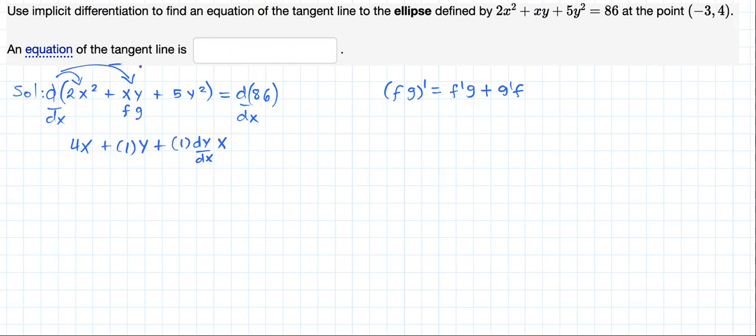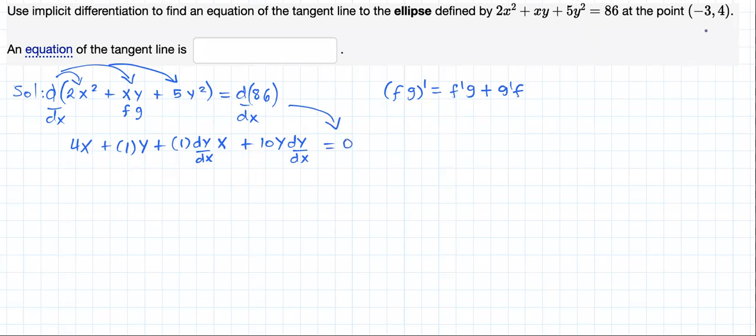Great. Next derivative, 5y squared. Here, derivative should be 2 times 5, 10 times y, but since we are taking derivative with respect to x, we have to multiply this by dy dx. Great. Derivative of the constant function 86 is just 0.